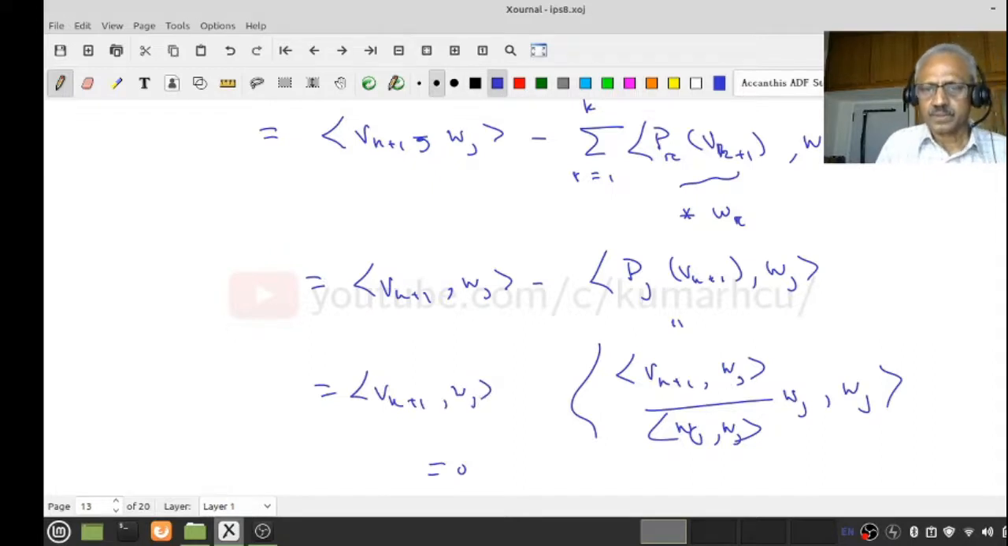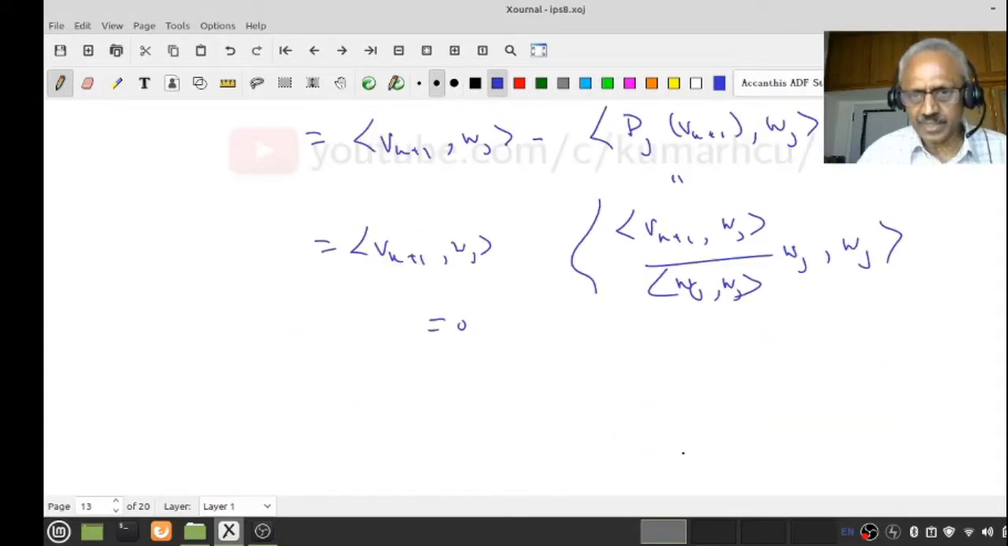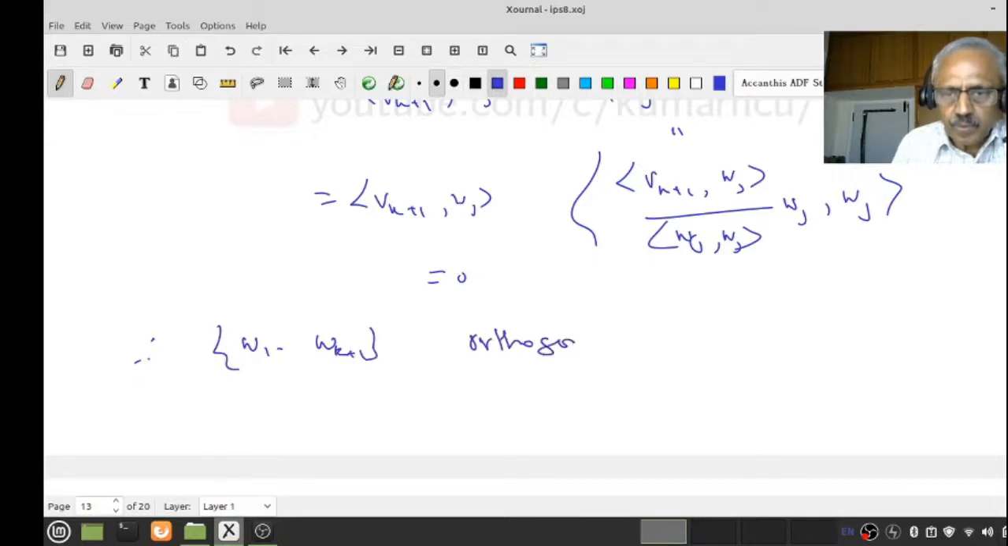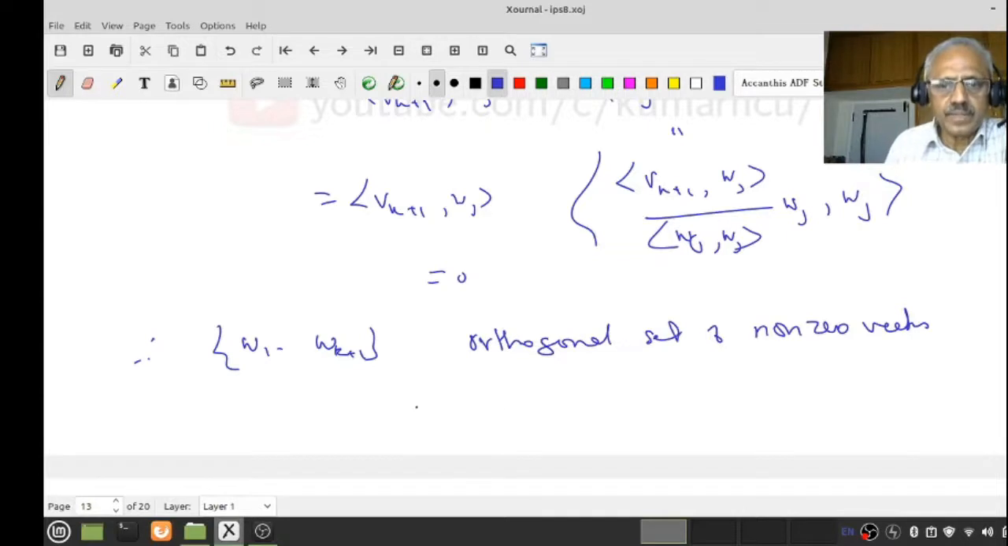This is a scalar that comes out, therefore the inner product with wj, but there is a denominator wj, therefore they get cancelled. Is that all right? So what do you think I have proved? Therefore w1 to wk plus 1 is an orthogonal set of non-zero vectors, right? Therefore this is linearly independent, right?